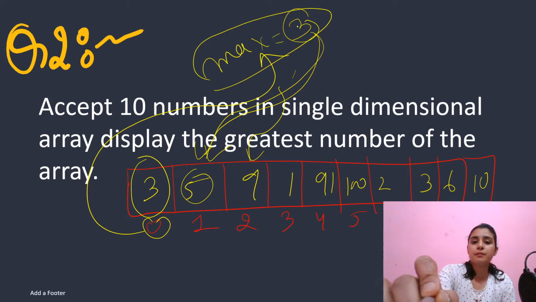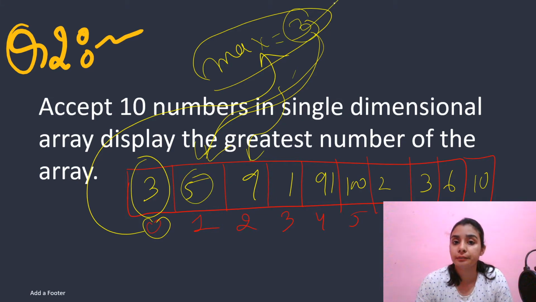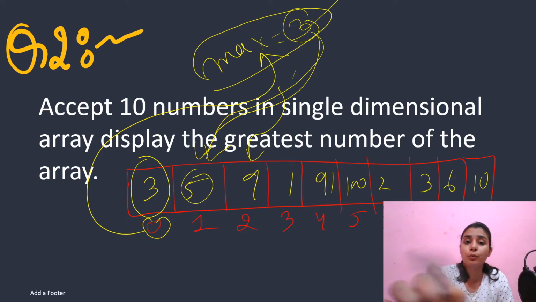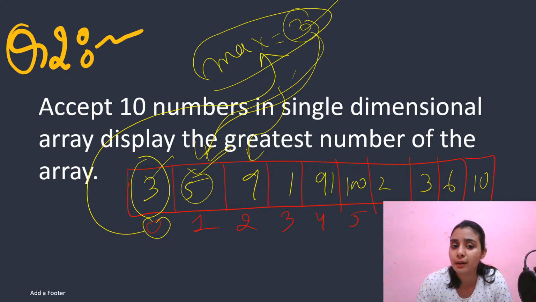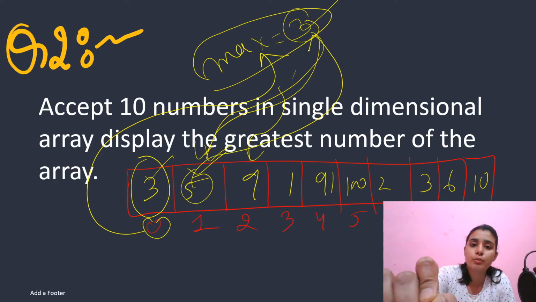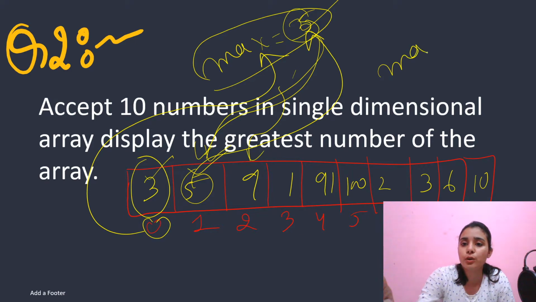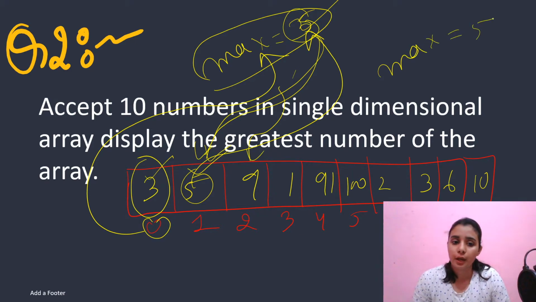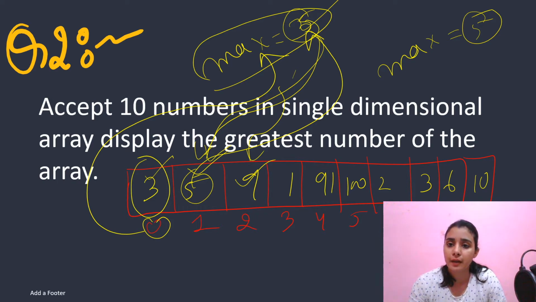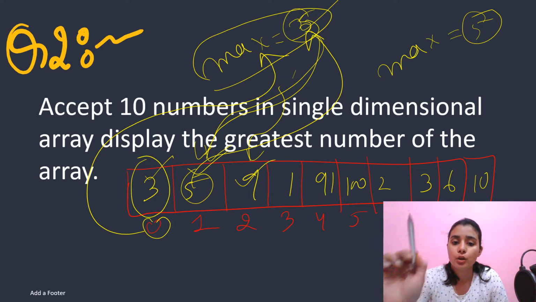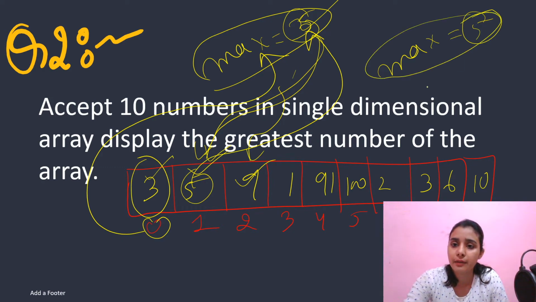That means 3 is not greater than 5. Which one is maximum, 3 or 5? Obviously 5 is maximum, so we will put this value inside max. So my new max value will be 5. Now I will compare this 5 with 9. Is 9 greater than 5? The condition will be true, so I will put 9 in max now.